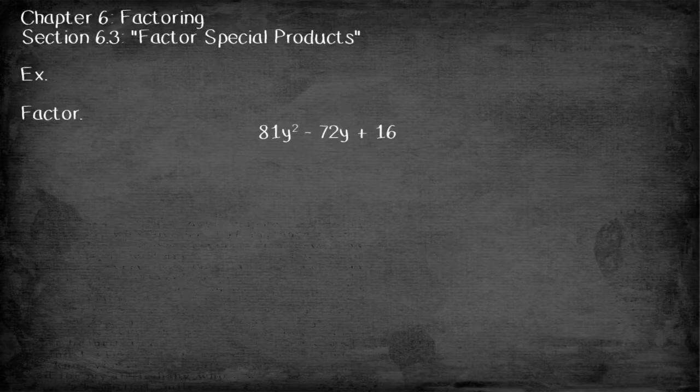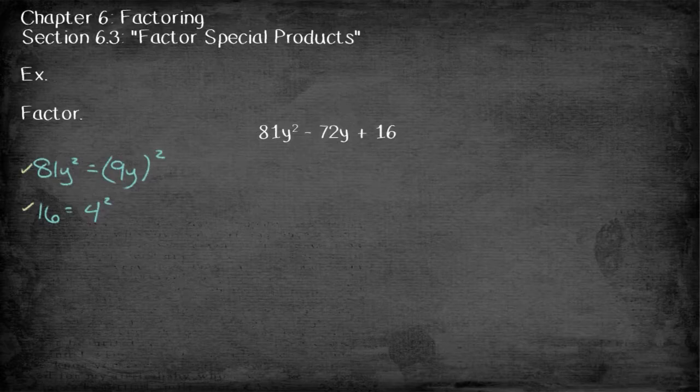Okay, another example. Is 81y squared a perfect square? Yeah, it's the square of 9y. Is 16 a perfect square? It's the square of 4. Great, so that's the first part. If it doesn't pass this initial test here, there's no point in going any further. You can't factor it as a square of a binomial.